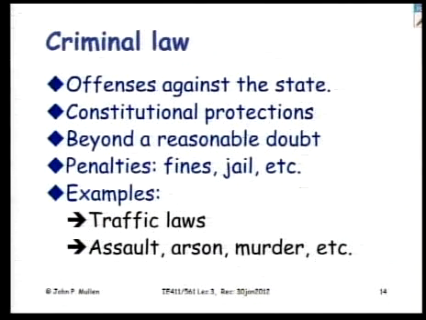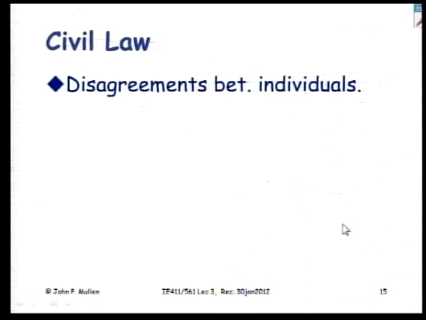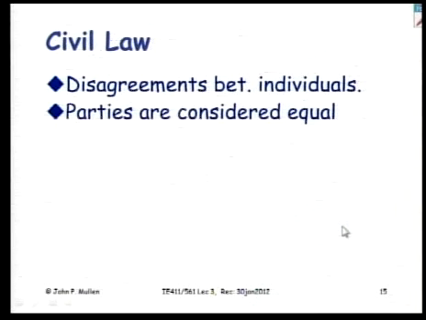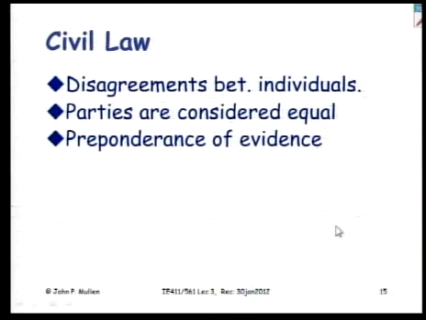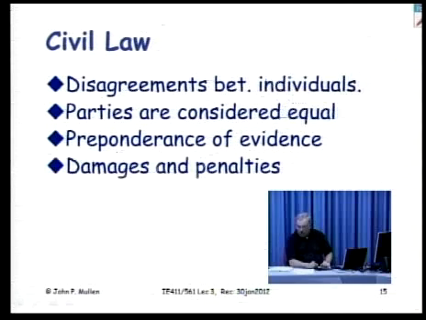On the other side, we have civil law. And this involves disagreements between individuals. And in theory, the parties are considered equal. So as a result, the judgment is made on the basis of the preponderance of the evidence. You got 51% on your side, you win the case. Preponderance. Whereas in criminal law, it was beyond a reasonable doubt, a much higher standard. You can have damages, still can have penalties, but as far as I know in civil law, they can't throw you in jail, at least not in the U.S.